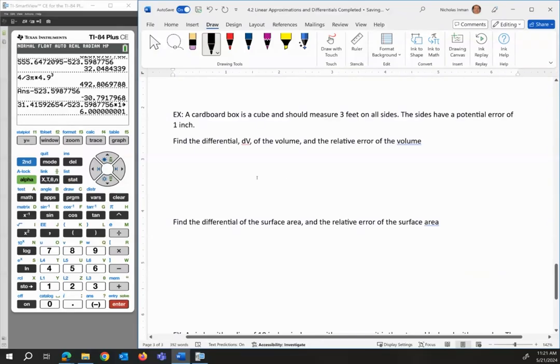All right, so a cardboard box is a cube. It should measure 3 feet on all sides. All right, and we have a potential error of 1 inch as we're measuring. Now, first thing I notice is that 3 feet and 1 inch, we need to make these two things the same unit.